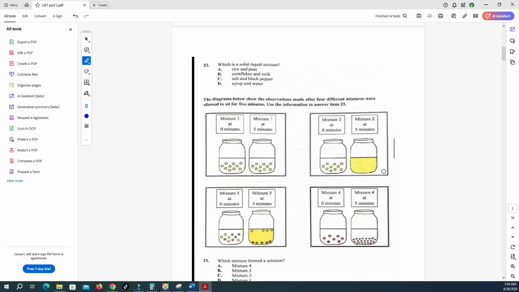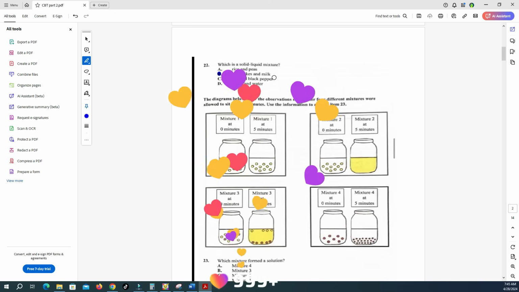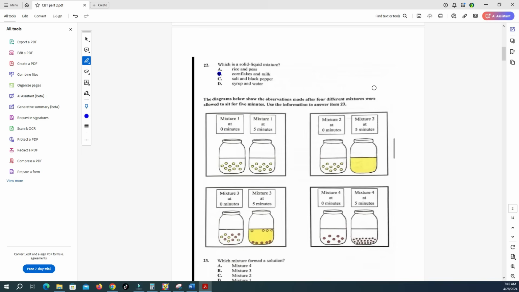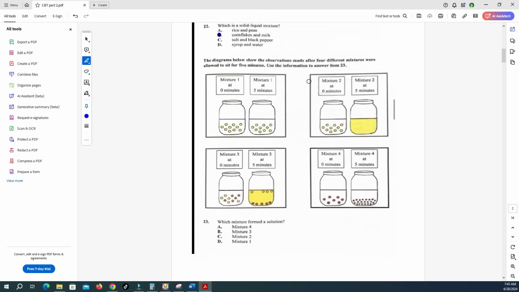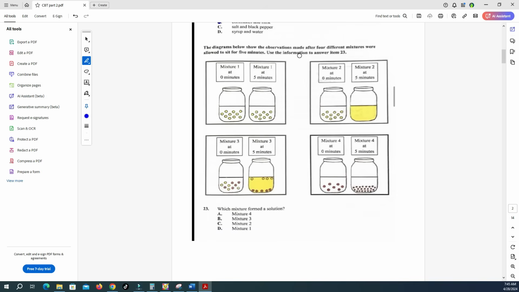Alright, let's move on. So item number 22, which is a solid to liquid mixture? Rice and peas, those are 2 solids. Cornflakes and milk, so I would say cornflakes is solid, milk is liquid, so that is the answer for 22, B.